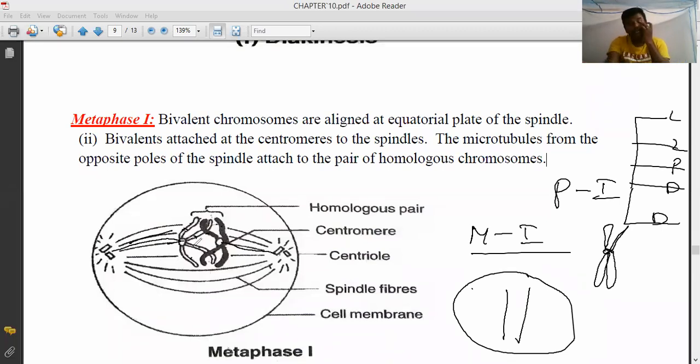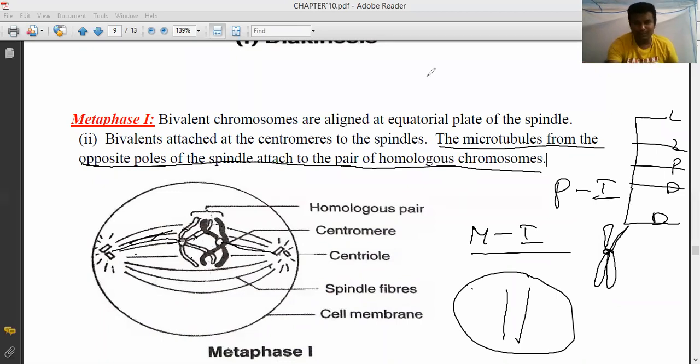Here they have given just one pair of chromosomes only. In this way, many pairs of chromosomes will be there, but if they gave many pairs, the diagram could not be drawn. That's why they represent one. Bivalents are attached to the centromeres through spindles. Next, the microtubules from the opposite poles of the spindle attach to the pair of homologous chromosomes.